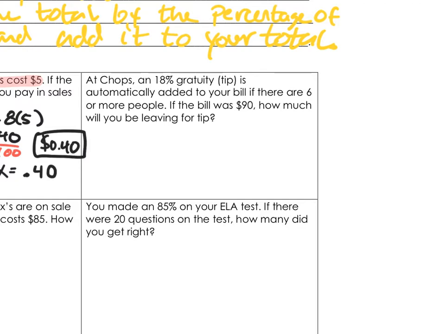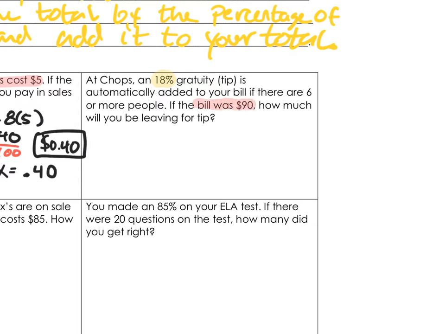At Chops, which is a steakhouse, an 18% gratuity, a tip, okay, gratuity is another word for tip, is automatically added to your bill if there are 6 or more people. If the bill was $90, how much will you be leaving for the tip? Okay, so this is another one of those things here where you're given your percentage. They tell you it's 18% gratuity, and then they give you the total cost. Well, to figure out what that percentage is, you've got to solve for the part, what is missing, okay? So they tell you the entire bill was $90.